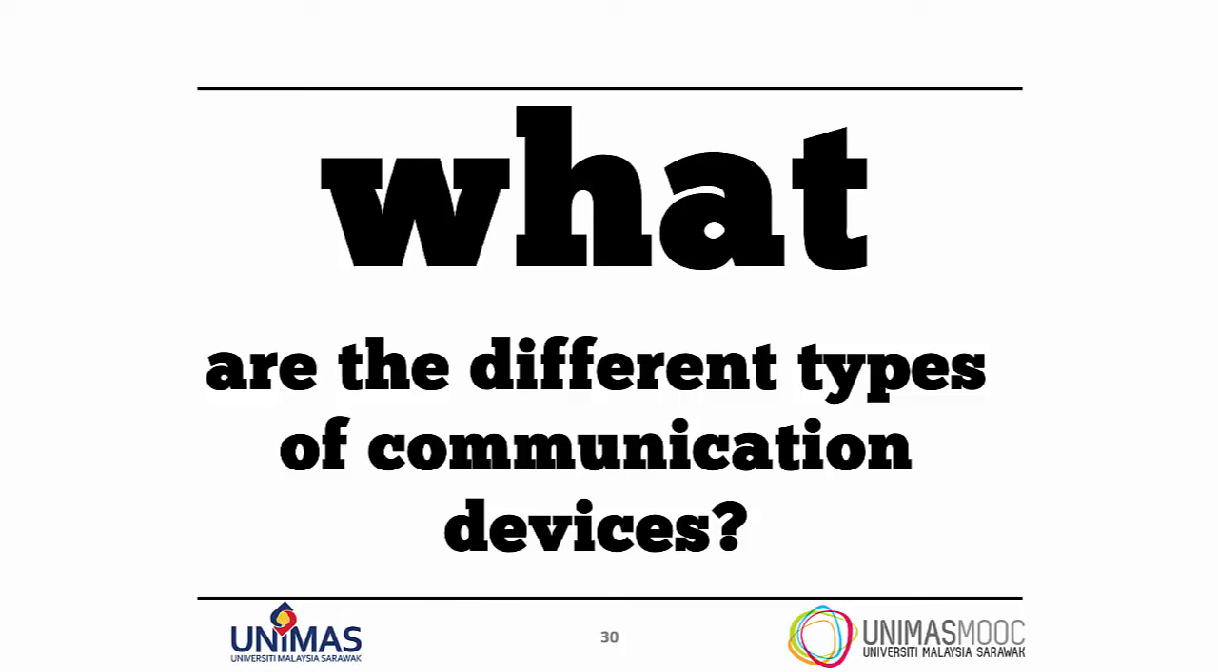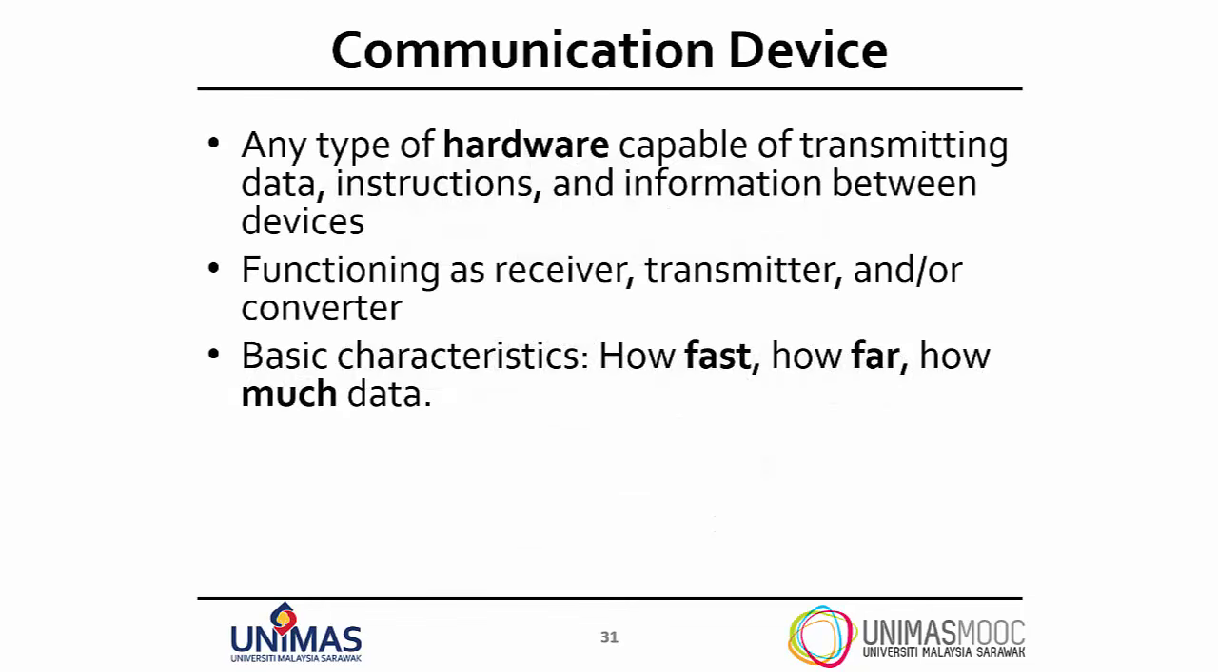And finally, you probably need to know the different types of communication devices. First, we have to define what a communication device is. Basically, you can define a communication device as any type of hardware capable of transmitting data, instructions, and information between devices. Remember the three things: data, instructions, and information. It functions as a receiver, a transmitter, and in some instances, a converter.